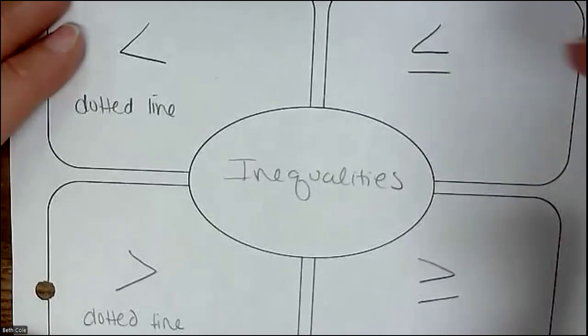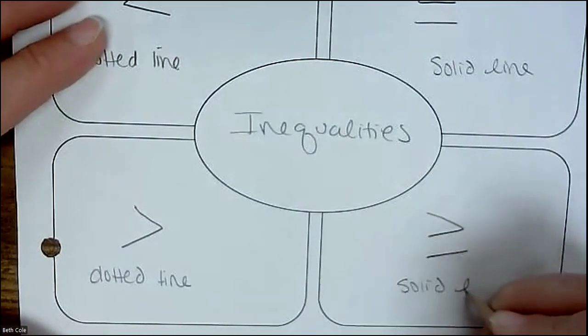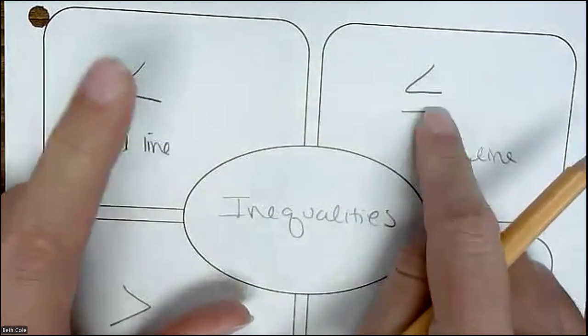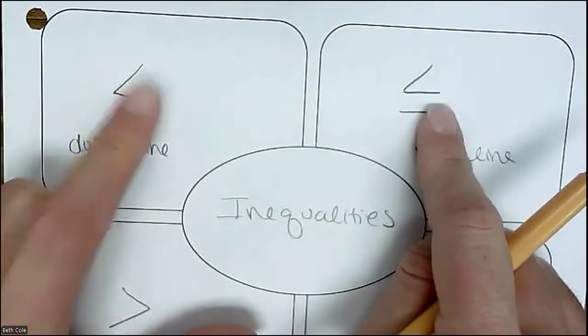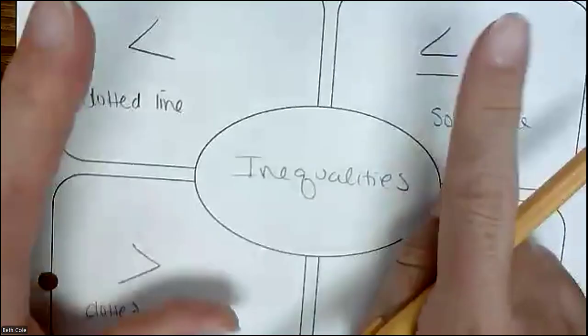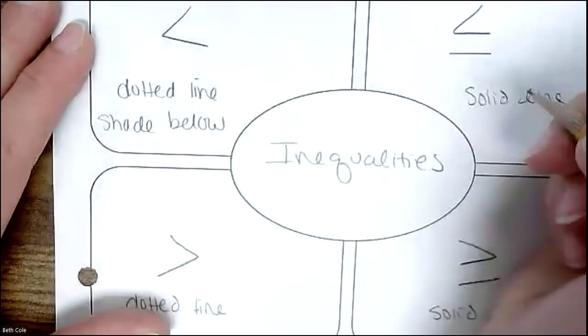If you do have the equal to, it's going to be a solid line. So you just need to be careful which one is which. But it's not hard, like everything else in math. You just have to remember to pay attention to it. It's really not about being intelligent. It's about organization and paying attention. Now, if you have one of these two, which mean less than and less than or equal to, less than means below. So for these two, you are going to shade in below the line.